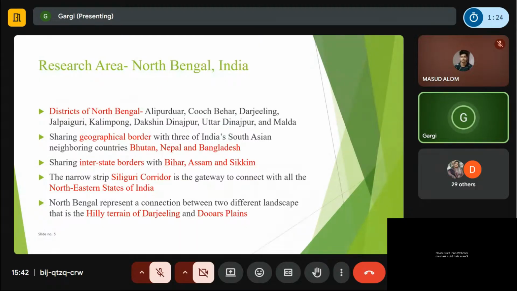North Bengal is one of the attractive tourist spots because of the connection between the different landscapes, the hilly terrain of Darjeeling and the Duars Plain. Darjeeling is famous for the elevated mountain view and tea gardens, and Duars Plain is well known for forest, river, wildlife. Due to heavy rainfall, this particular place has transformed into a place of disturbance and humanitarian crisis.